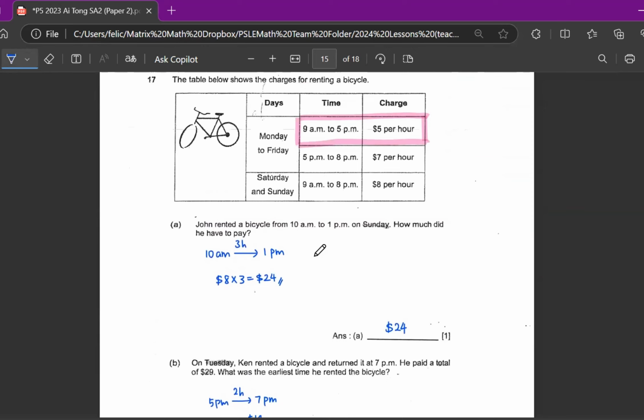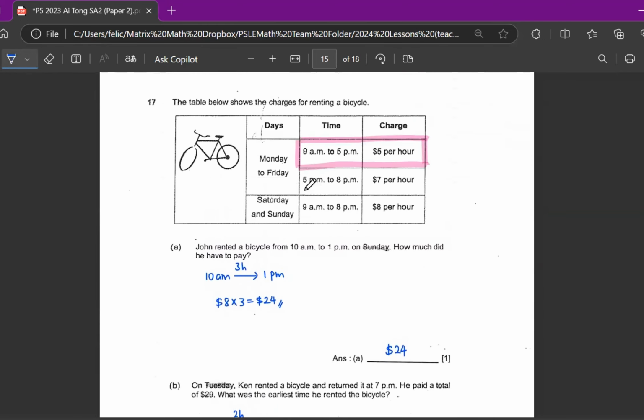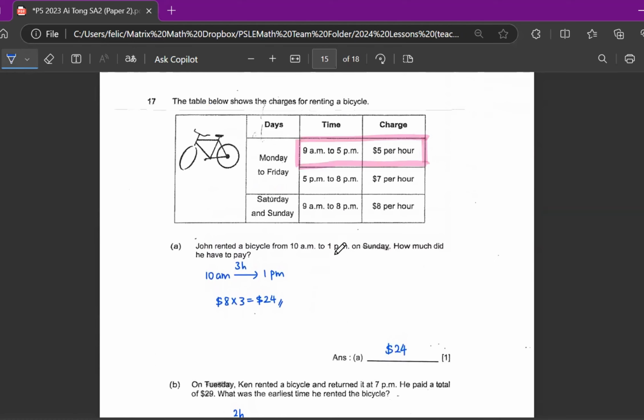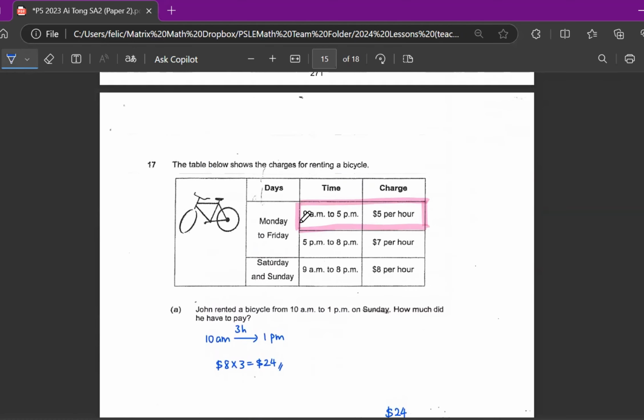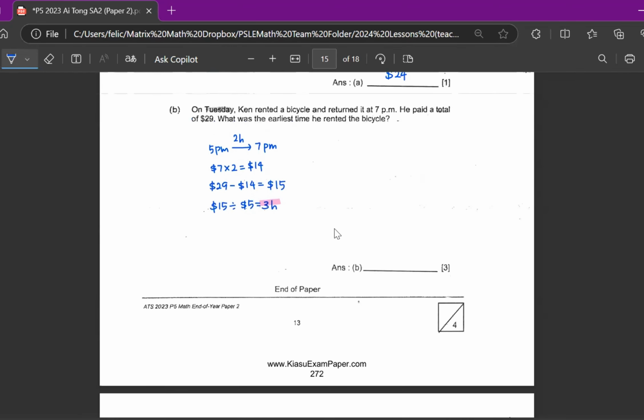So now working backwards these 3 hours, remember just now we use 5 p.m. as the break point. So 9 a.m. to 5 p.m. is $5 per hour. So during the 3 hours, you've got to work backwards from 5 p.m. You shouldn't use 9 a.m. There shouldn't be a jump to 5 p.m. here. So work backwards from 5 p.m. For 3 hours simply means it started at 2 p.m. He started renting at 2 p.m. So this is the earliest time that he has rented the bike.